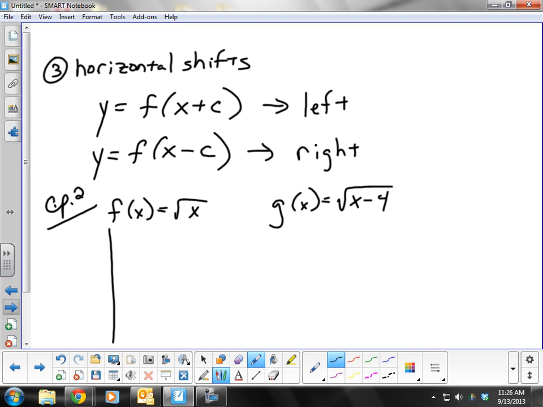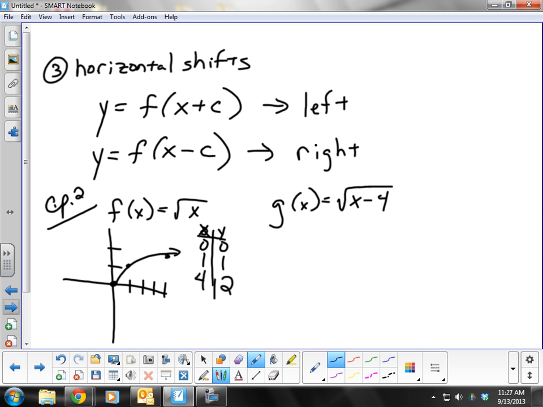So if I do the parent function of f of x, my points for x and y are 0, 0, right, because when x is 0, y is 0. When x is 1, y is 1. And the next one I'm going to use is not 2, because I don't like the square root of 2 trying to plot it, right? So what's the next one? 4. Next perfect square is 4, and the square root is 2. And that continues out. Okay?